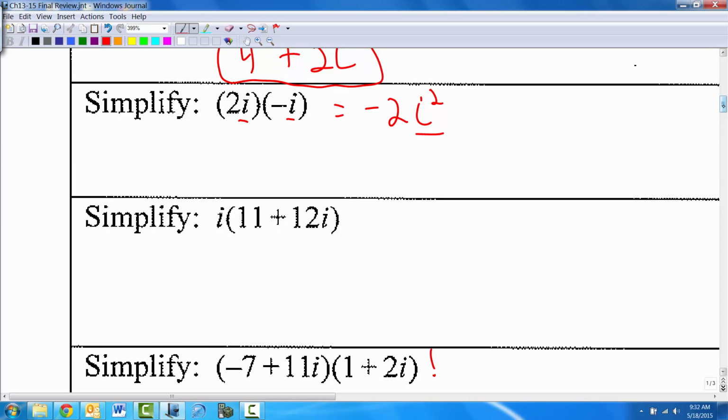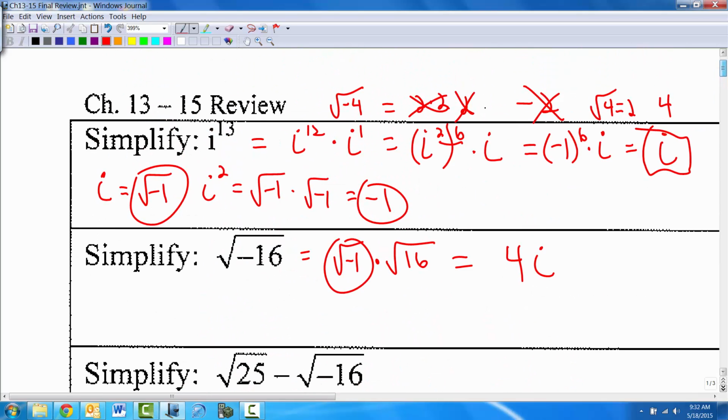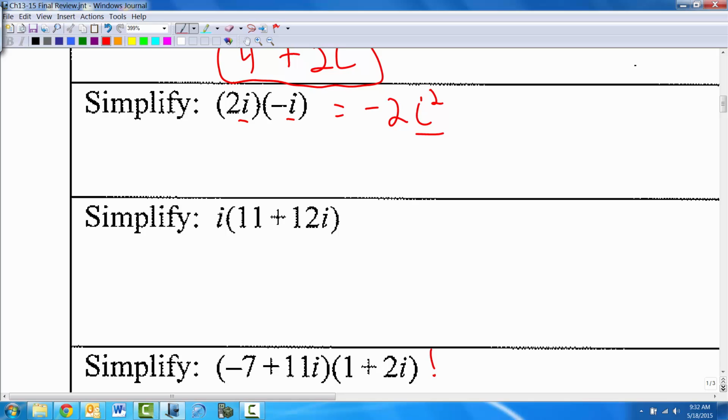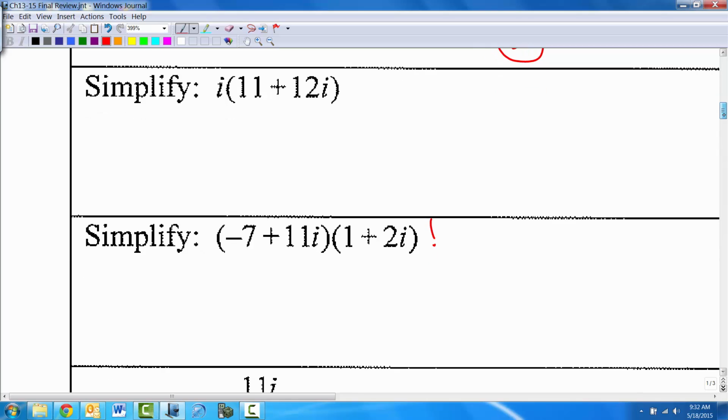But I just wrote this up above. i is the square root of negative 1. i squared is a free negative 1. Big difference. So what does this become? Negative 2 times negative 1. And that is 2. Okay? So something similar is going to happen on the next two.